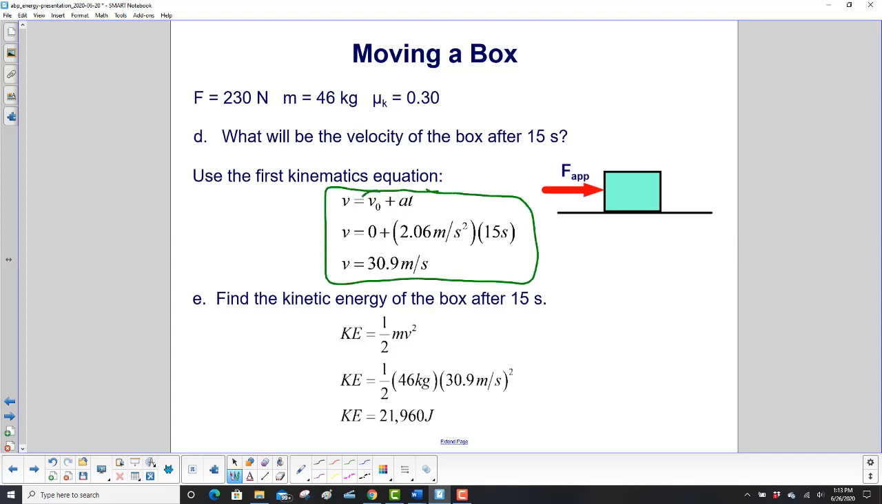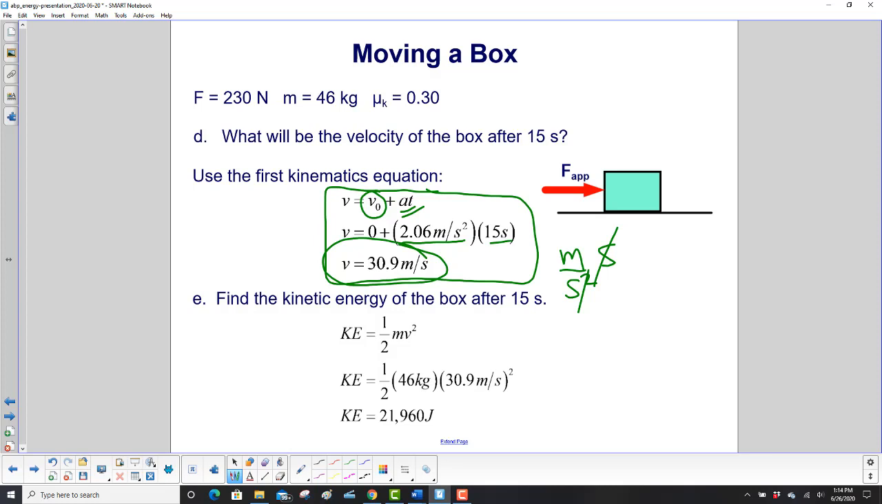We have an initial velocity of 0. We'll assume the box is at rest because we didn't say anything else. We found the acceleration and we know the time. So it's 2.06 meters per second squared times 15 seconds, 30.9 meters per second, and the units work, right? Because you have meters per second squared times seconds, bang, bang, and we have meters per second.